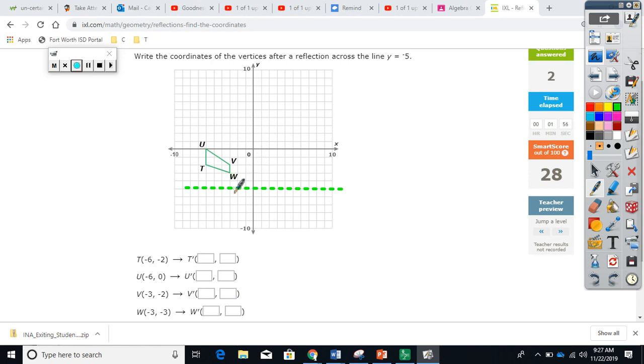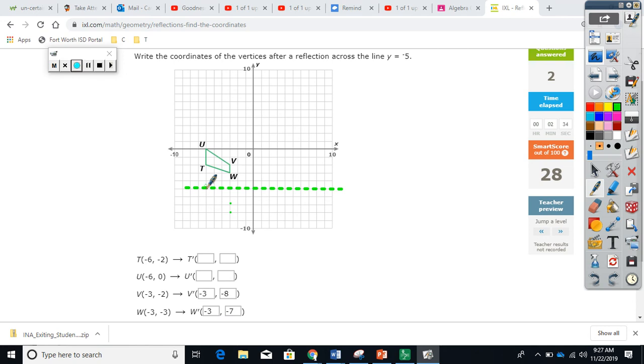Okay, now here, this one is how many away? 1, 2. 1, 2. There's W. What's the x of the W? -3. What's the y value? -6, -7. Okay, and then let's do V. V would be right here. So the x would be -3. And the other one would be -8.